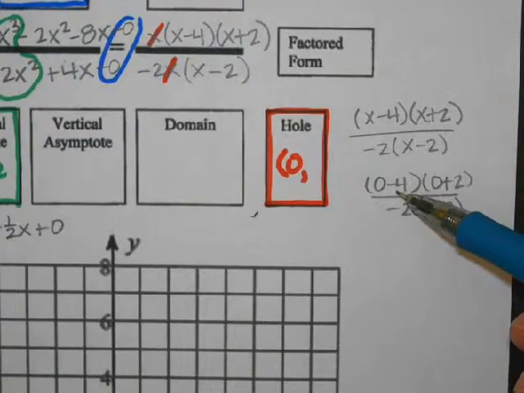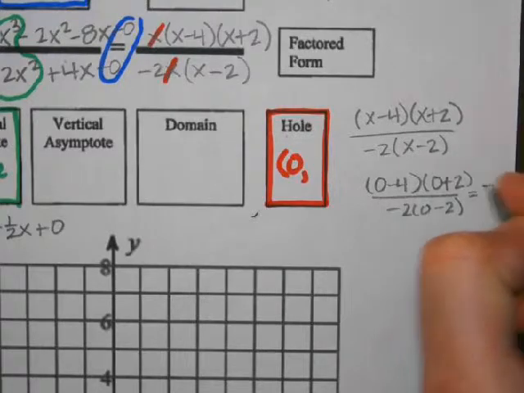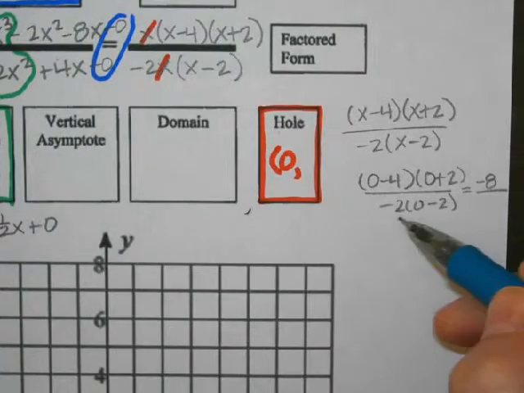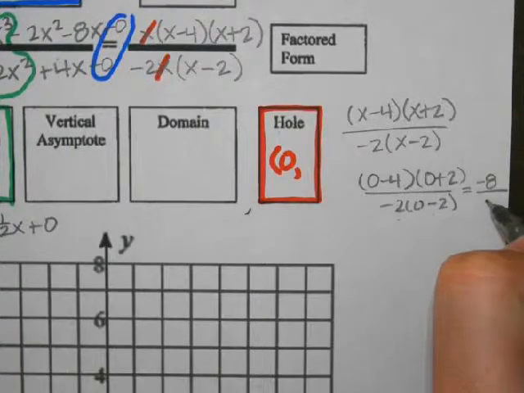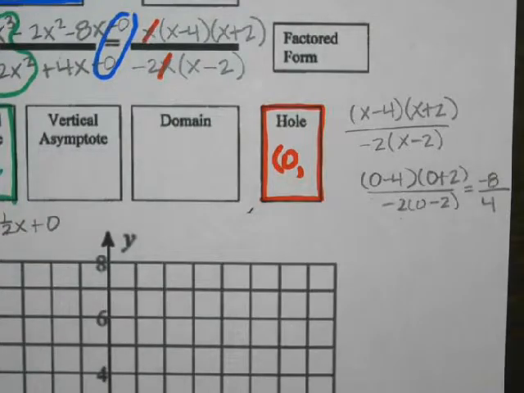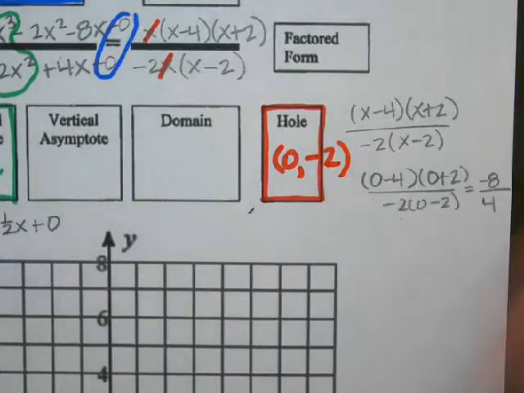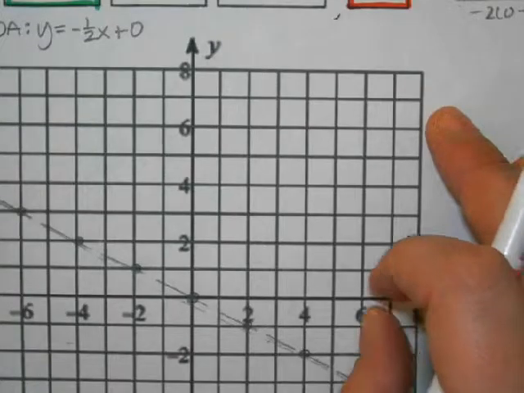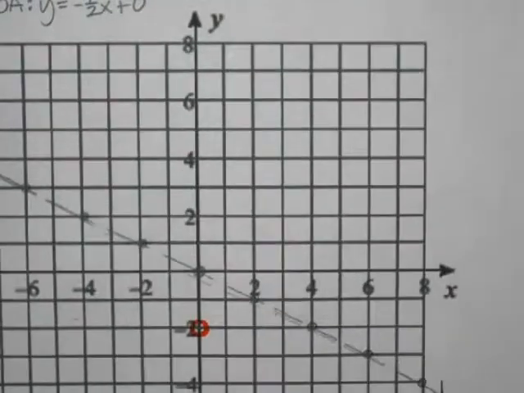So I have negative 4 times positive 2 is negative 8. And I have negative 2 times negative 2 is 4, right? And negative 8 divided by 4 is negative 2. Okay? And so the point 0, negative 2 is a hole. It's not a real point on the curve. It's a point that's missing from the curve.